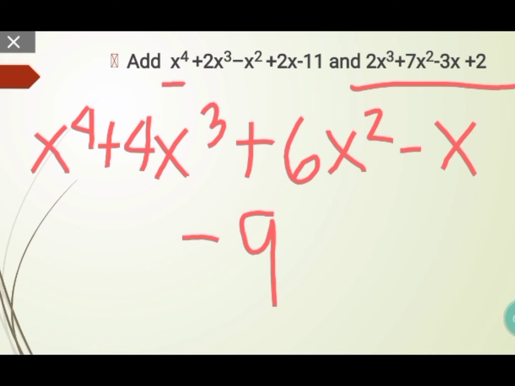So that is the answer in adding these polynomials. The answer would be x raised to 4 plus 4x cubed plus 6x squared minus x minus 9.